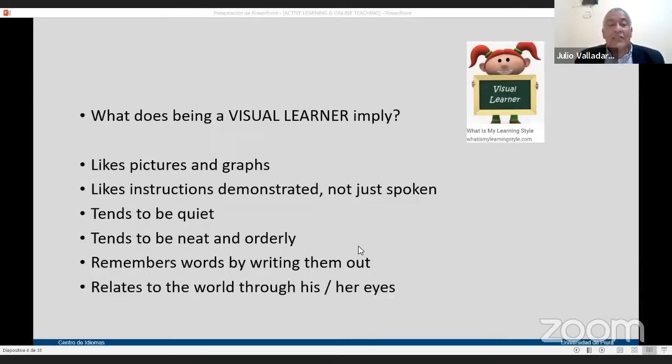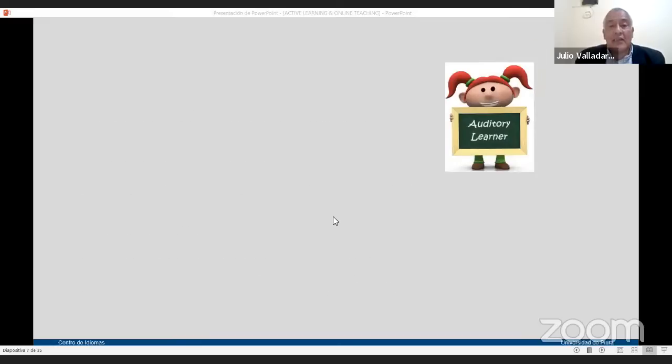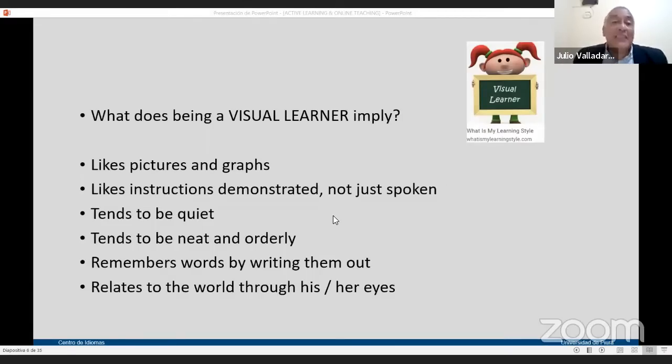Relates to the world through his or her eyes. So the typical, no, when we're telling little kids a tale, no, once upon a time there was a wolf, and you do everything, but you don't put any pictures. Or when you're teaching onomatopoeic sounds, no, so a dog, and the dog goes woof woof. In Spanish it's guau guau, obviously, woof woof.